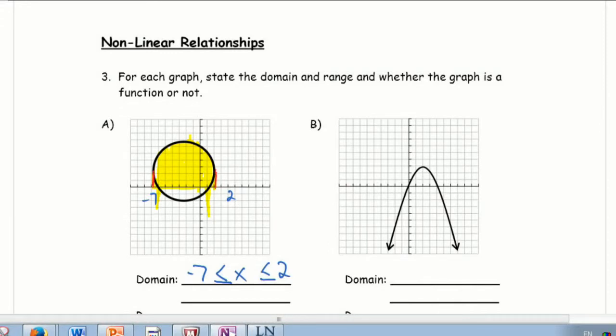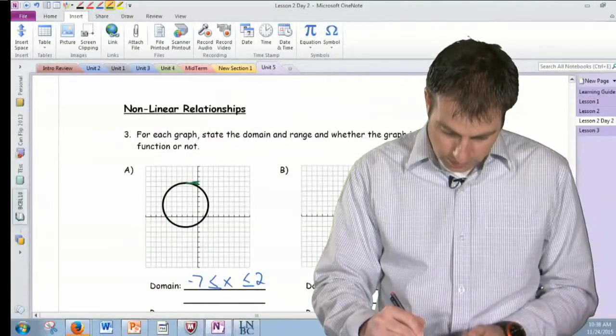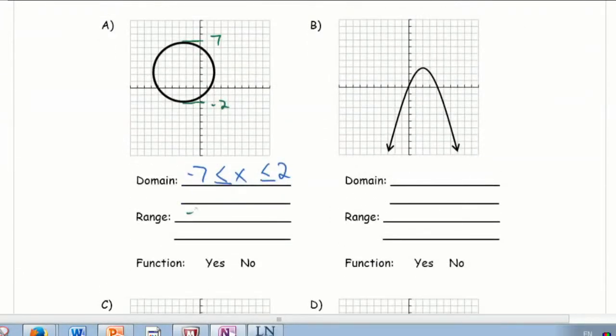My y values are going to be a similar type thing. My y values are going to go from up here to down here. So what is my largest y value? It looks like I have negative 2 down here, and it goes all the way up to 7 at the top. So including my negative 2 and all the way up to 7, my y values are going to be between there and there. So that's the first type of notation.